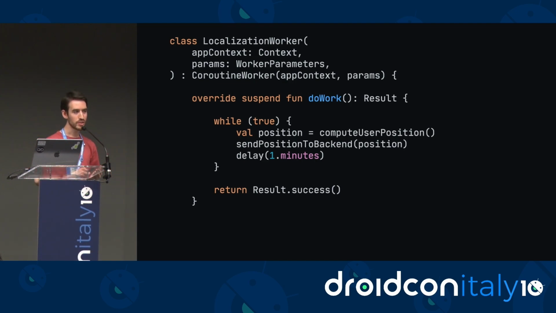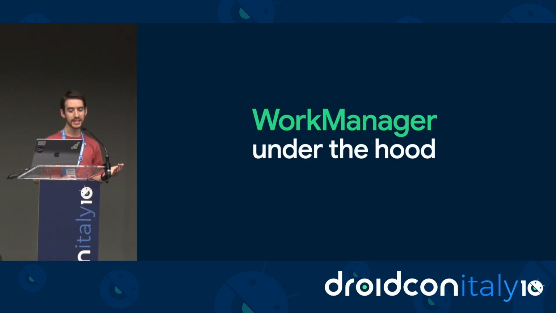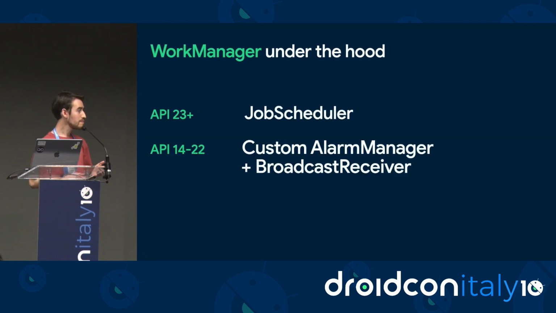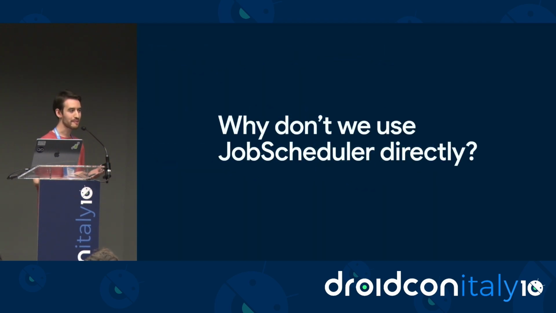Well, to answer this question, we have to see what happens behind the scenes of WorkManager. WorkManager is using, on API 23 plus, JobScheduler to run the work, and on a lower version of Android, a combination of Alarm Manager and Broadcast Receiver. Because our min SDK might be greater than 23 this year, you might say, okay, so why are we using WorkManager? Why don't we use JobScheduler directly?